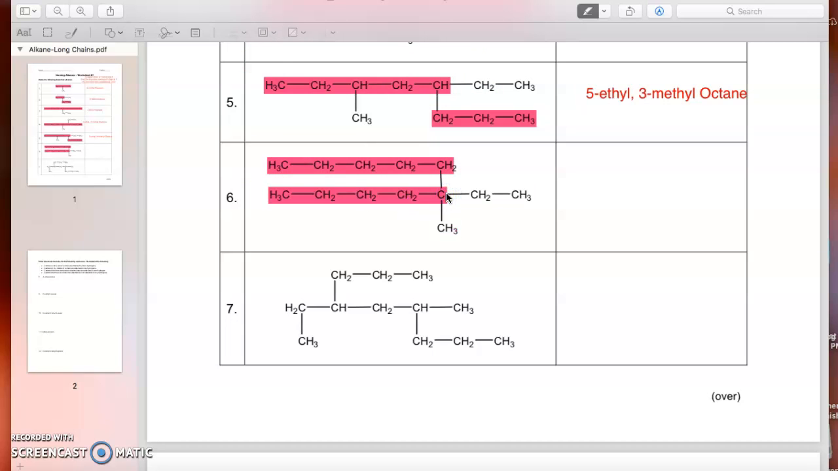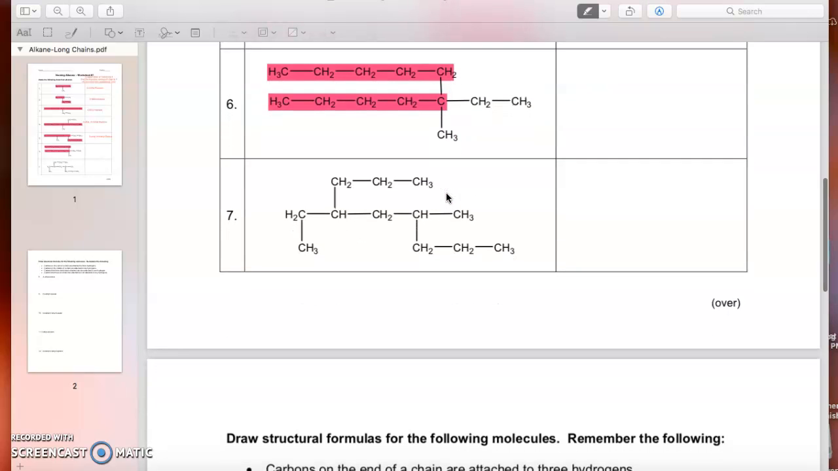Okay. This one is tricky. Sorry, I thought it was number 5. It's this one that's tricky. Number 5: as of right now, we think, going from left to right, 1, 2, 3, 4, 5, 6, coming off of carbon number 6, we're going to have a methyl and an ethyl group. However, how do I know to start counting that way? What if I count this way? 1, 2, 3, 4, 5.